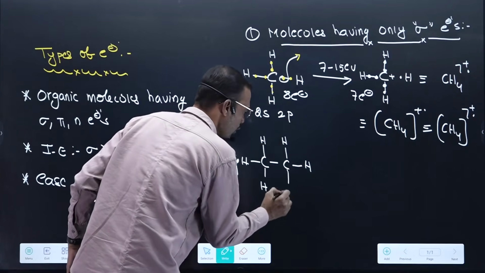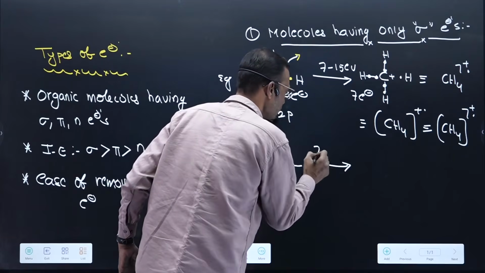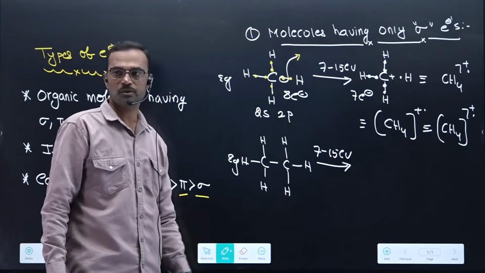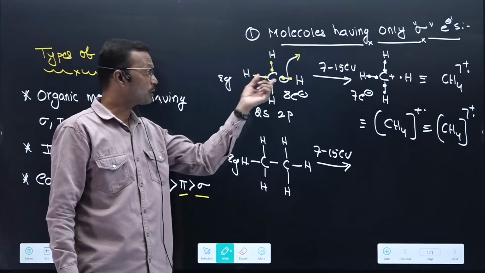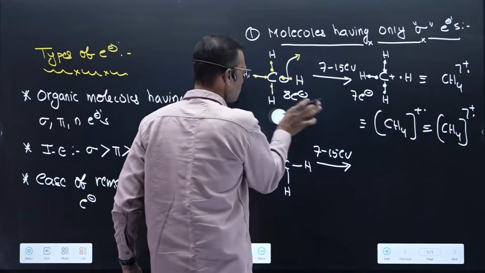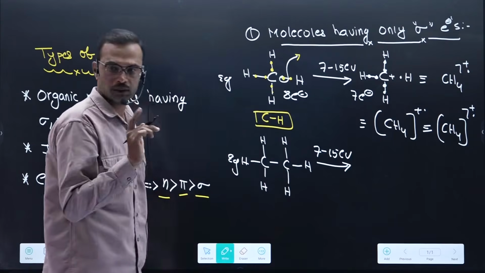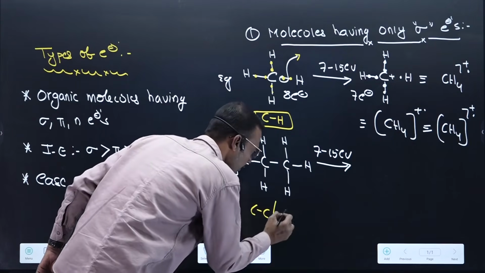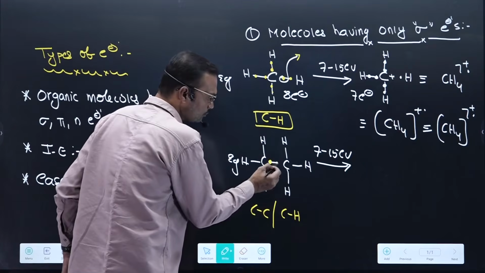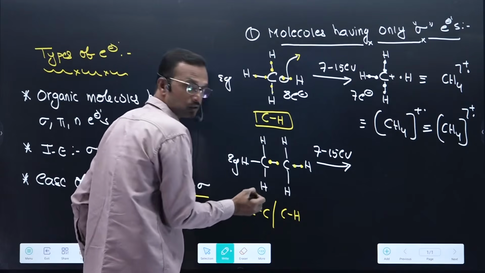See, how many different sigma electrons are present here? 7 to 15 electron volts. In this, how many types of sigma electrons are present? Only one type, only CH type of sigma electrons. But here two types of sigma electrons are there: carbon carbon, and carbon hydrogen. These are carbon carbon sigma electrons, and here carbon hydrogen sigma electrons.